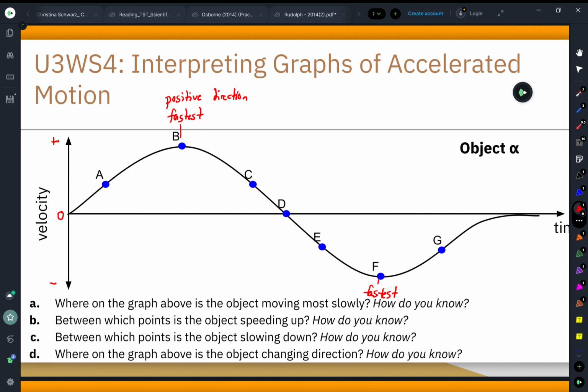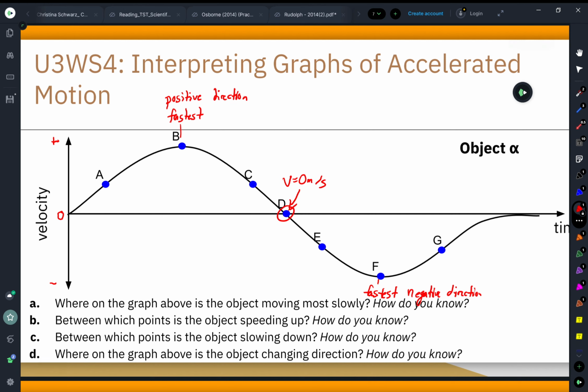F is probably just as fast as B because it looks like they're the same distance away from the time axis. But because it's a negative velocity, it's fastest going in the negative direction. We can't use these extreme points to say where it's going the slowest, because those are the greatest velocity in the positive direction and the greatest velocity in the negative direction. Rather, the slowest velocity is when the velocity is equal to 0 meters per second, which occurs at D.